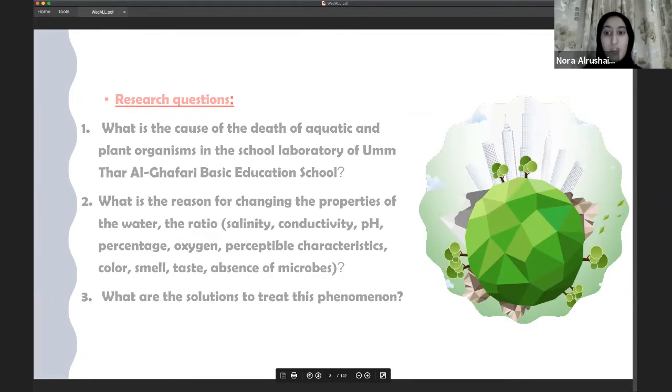The main questions of the research are to treat this phenomenon. First, what is the cause that led to the death of aquatic organisms and the plants? Second, what are the reasons behind the change of water features? Third, what are the solutions?